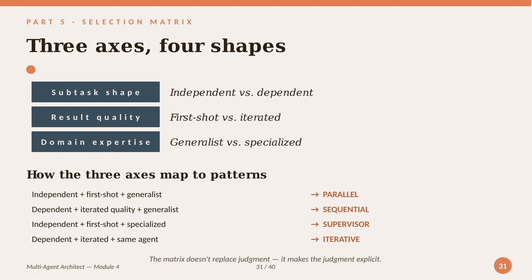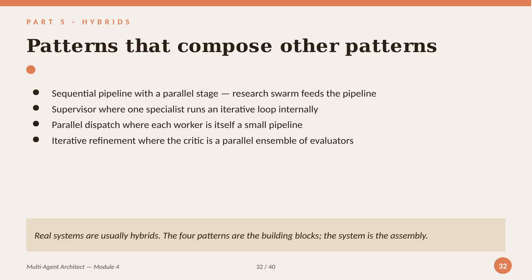Dependent plus iterated plus same agent: iterative refinement. The matrix doesn't replace judgment. It makes the judgment explicit. When you can place your problem on the three axes, the right pattern usually announces itself. When two patterns both fit, you've got a hybrid candidate, and we cover those next.